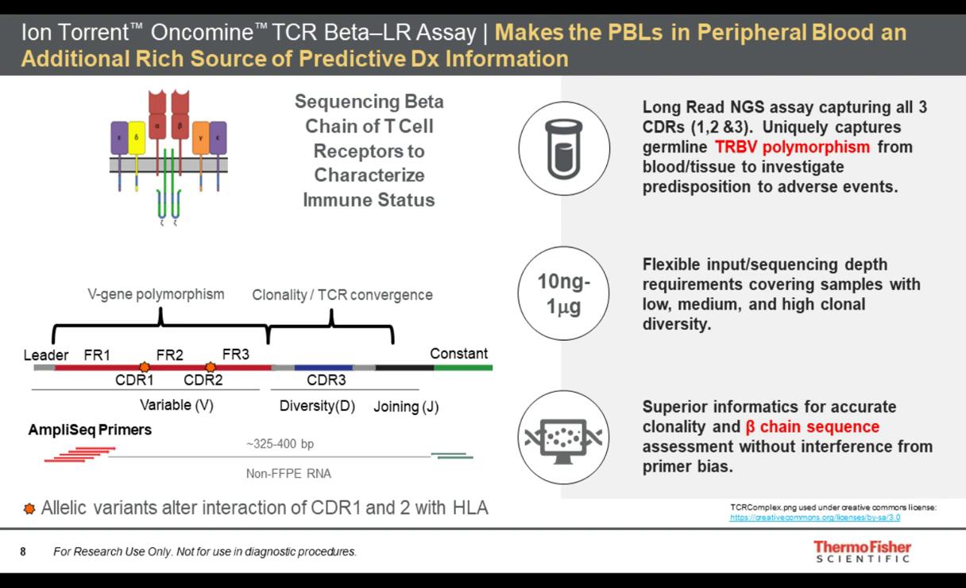of our long-read sequencing and the study of the CDR1 and 2 regions provides valuable extra information. So unlike the CDR3 region, CDR1 and 2 are not the product of somatic recombination. Rather, they are germline in origin, and they can be used to investigate predisposition to adverse events to a particular immunotherapy, as allelic variants in CDR1 and 2 can alter interactions with HLA. Like all the Ion AmpliSeq-based assays, this assay has very low and flexible input requirements. It can go down to as low as 1 nanogram of input.